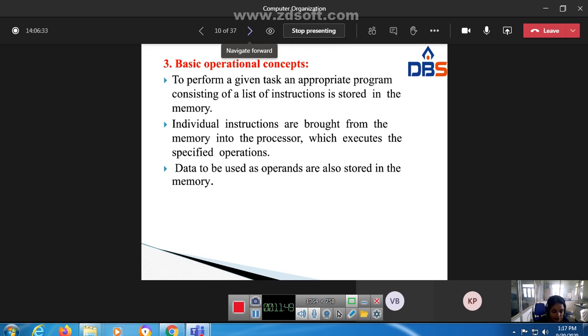Transfers between the memory and the processor are started by sending the address of the memory location to be accessed to the memory unit and issuing the appropriate control signals. The data are then transferred to or from the memory. So this is the basic operational concepts.